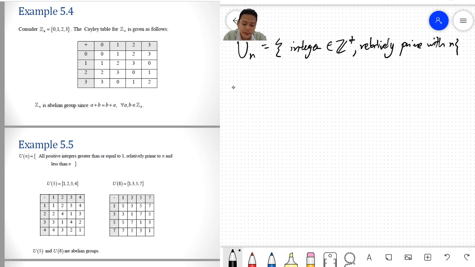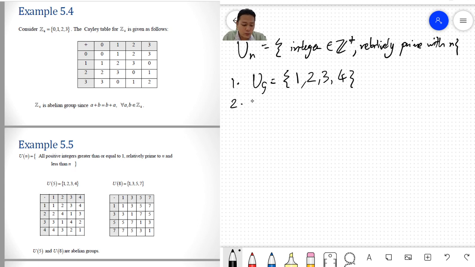For example, right now, it's important for you to know what the elements inside are first. For U5, 1 is relatively prime with 5, because 5 is prime, the GCD between 1 and 5 is 1. 2 also the same, 3, 4. All integers inside this U5 right now are relatively prime with 5.